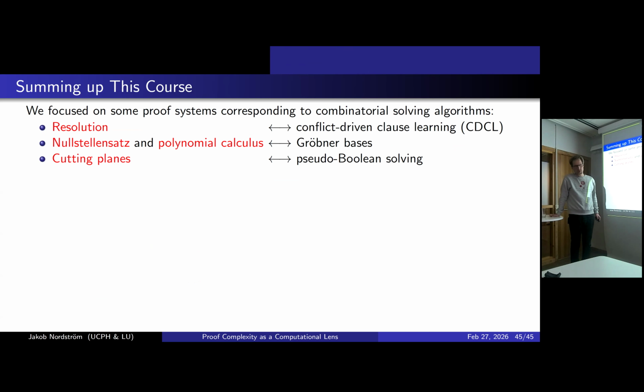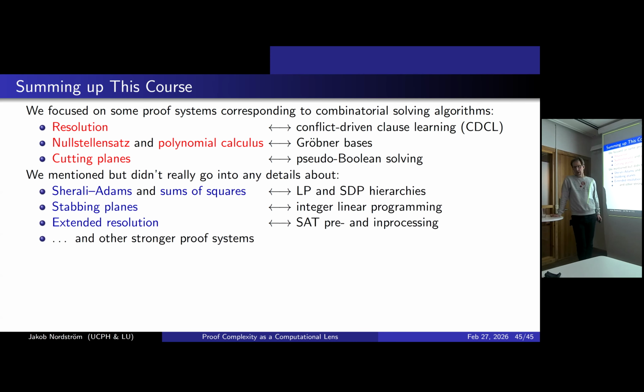So what did we do in the end in this course? We ended up focusing squarely on combinatorial solving and the proof systems that are used for that: resolution, corresponding to SAT solving, Nullstellensatz and polynomial calculus, corresponding to Gröbner basis, and cutting planes, corresponding to pseudo-Boolean solving and maybe to some extent integer linear programming. We hoped to talk about Sherali-Adams. That didn't pan out, and sum of squares and stabbing planes we didn't really talk about.